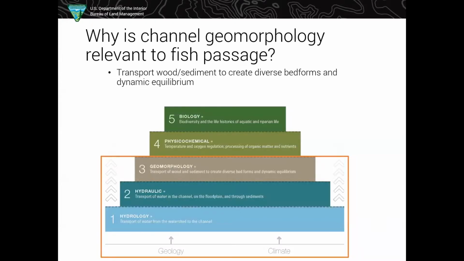To start with, one of the basic questions obviously is, why is channel geomorphology relevant to fish passage? You just heard from Will Harmon, and in his presentation, you learned about several key elements of geomorphic function and the stream function pyramid framework, which is reflected here on the slide, at least the pyramid portion. In many ways, the ability of a culvert to facilitate fish passage is related to the ability of that structure to transport water in the channel and on the floodplain, as well as wood and sediment. That's really captured by that level 2, level 3 function in the pyramid. But when those functions are impaired by a structure like a culvert, fish passage is also impaired.